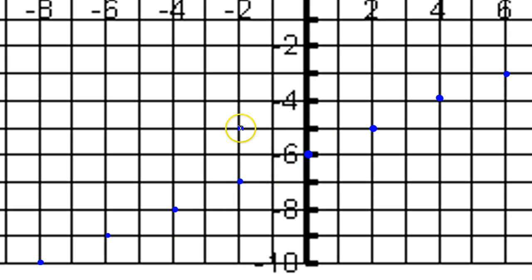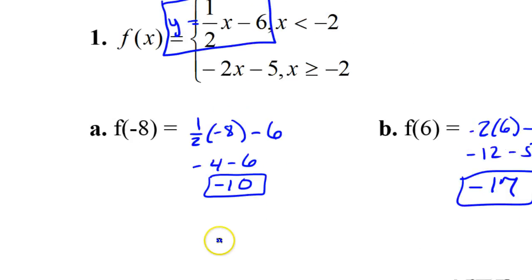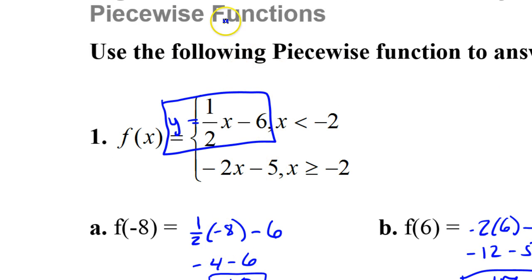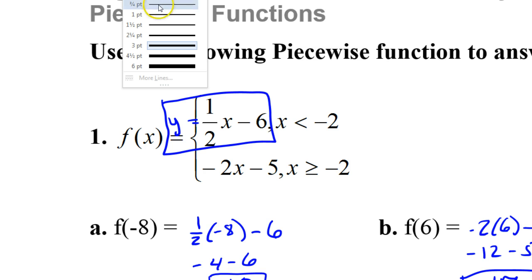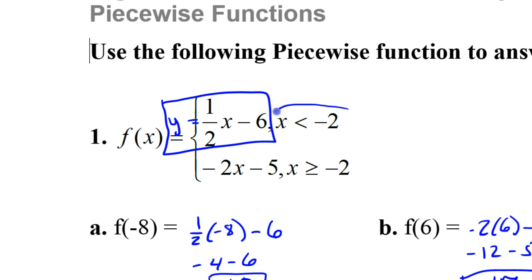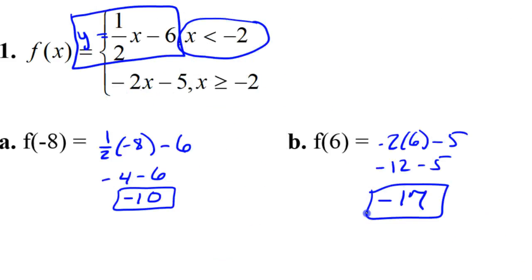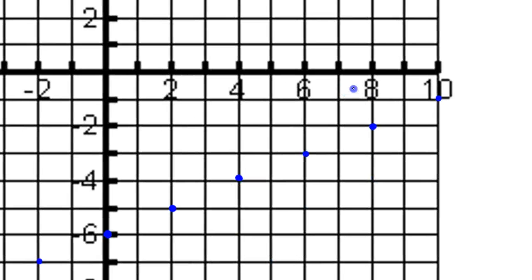Now, here's the key, the domain. The top function is only valid for some x values. It's only valid for x values that are less than -2. Looking back at my graph, here are the x values that are less than -2. It starts here and it goes over like that.